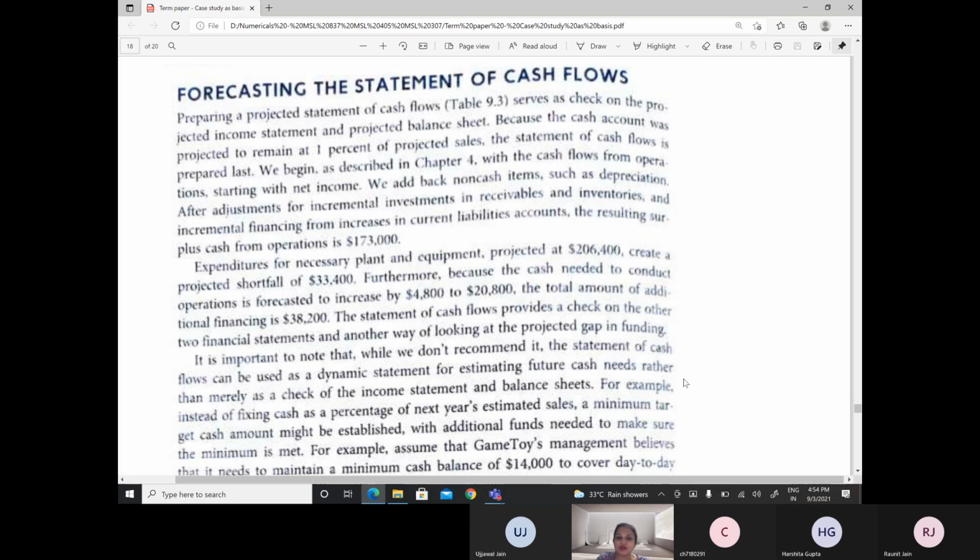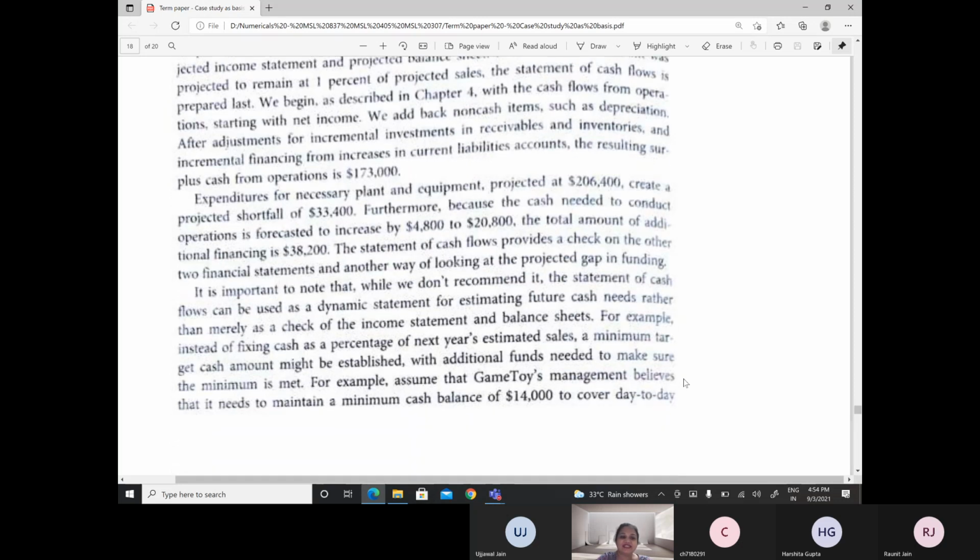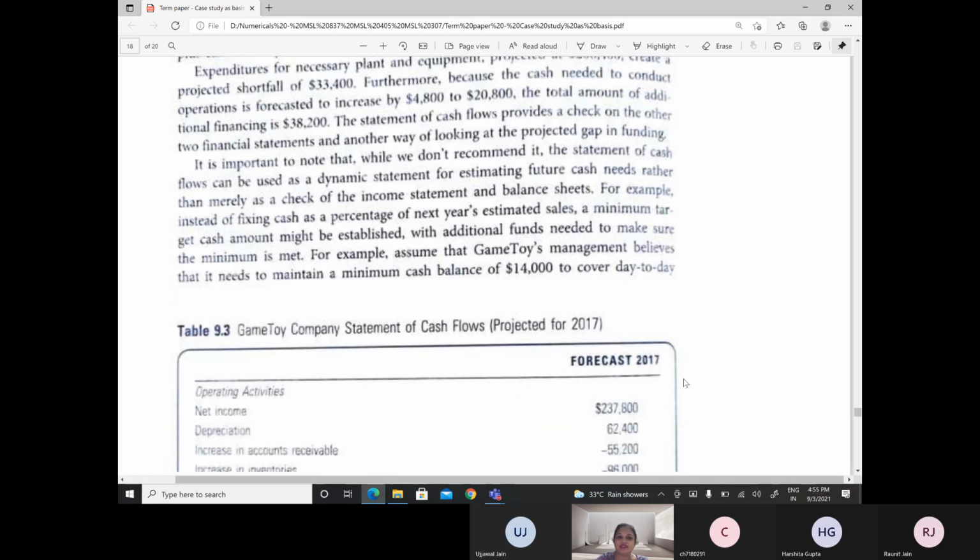It is important to note that while we don't recommend it, cash flows can be used as a dynamic statement for estimating future cash needs rather than merely as a check of the income statement and balance sheets. I would also suggest that you don't do that. Please prepare a cash budget, which I will teach you how to prepare in the next class, to project your future cash needs. Please don't use a cash flow statement as a projection statement. Okay. For example, instead of fixing cash as a percentage of next year's estimated sales, a minimum target cash amount might be established with additional funds needed to make sure that the minimum is met.